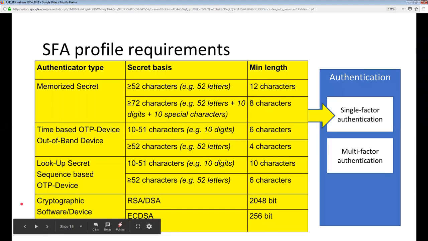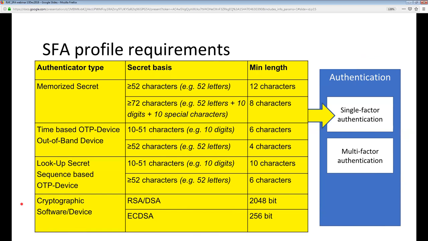And what are the requirements of the SFA profile? In general, the SFA profile distinguishes between two main criteria. On the one hand, we have the requirements for the factor itself, and on the other hand, we have the requirements for the replacement of a lost authentication factor. Let's start with the first one.